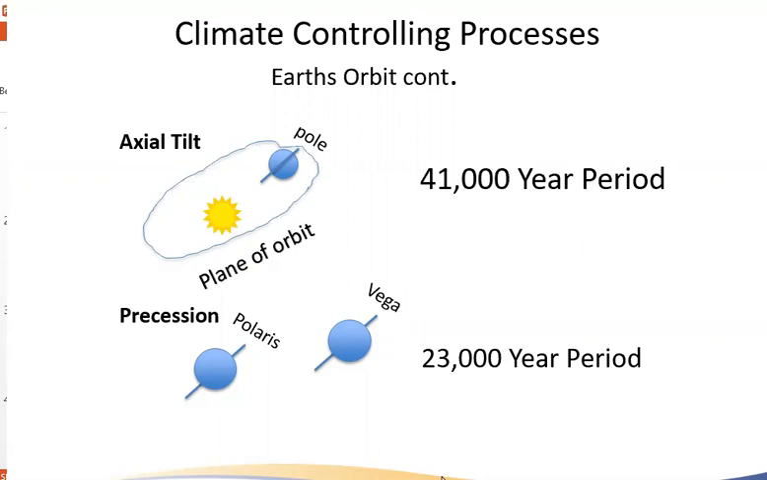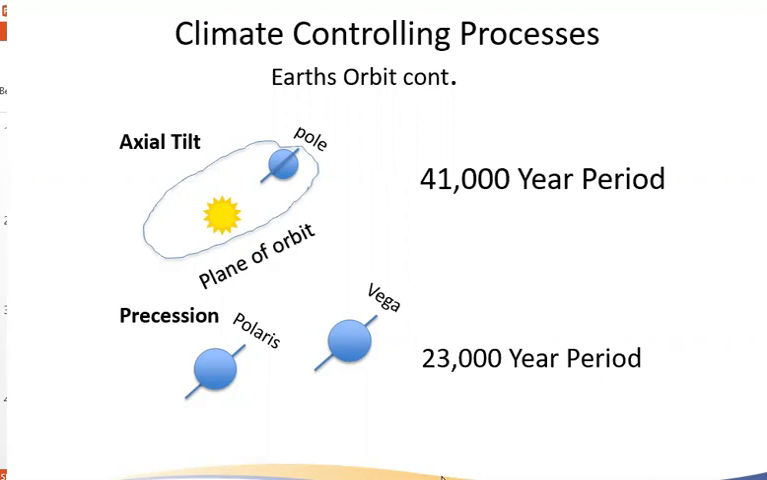The wobble periodically causes the North Pole to alternate pointing between either towards Polaris or towards Vega, resulting in significant climate variation. When the North Pole is pointing towards Polaris, as it is today, Polaris is the North Star, the Northern Hemisphere winter occurs when the Earth is closest to the sun in its orbit, and Northern Hemisphere summer occurs when our Earth is farthest away. This allows for a somewhat warmer Northern Hemisphere winter and cooler summers.